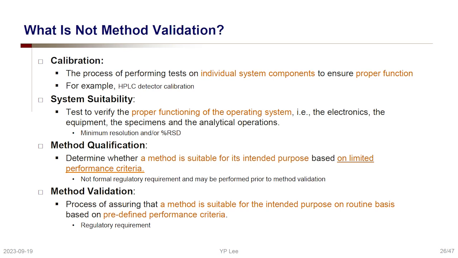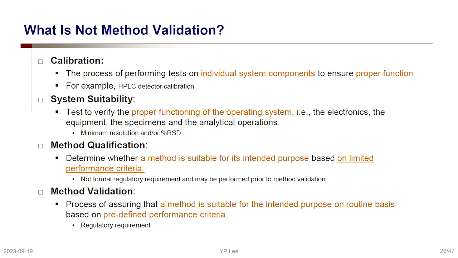There are different terms which are not the method validation: calibration, system suitability, method qualification, and method validation. The calibration here, I think you know quite well. So it is for the individual system components, whether these individual system components can properly function or not. And system suitability is more about samples, not the actual product. This is to test and verify the proper functioning of the operating system. And for the method qualification and validation, sometimes these two concepts are used interchangeably, but if we classify them, the method qualification has the minimized items.